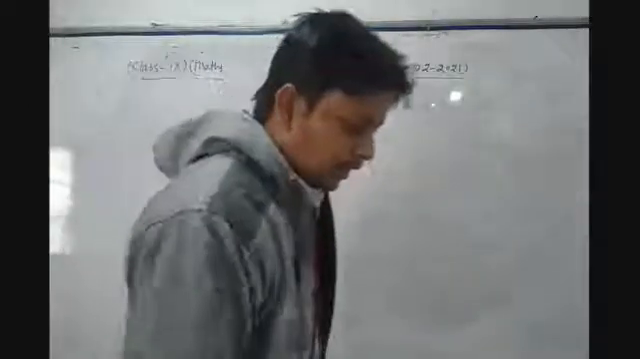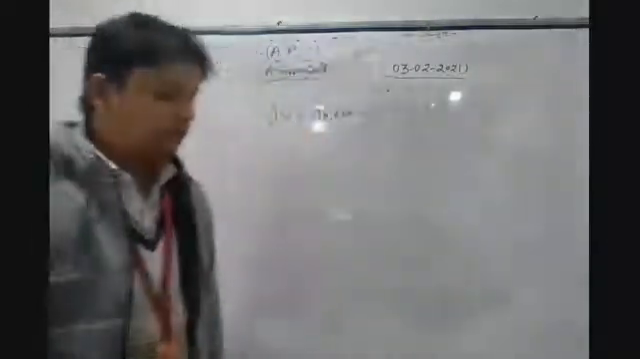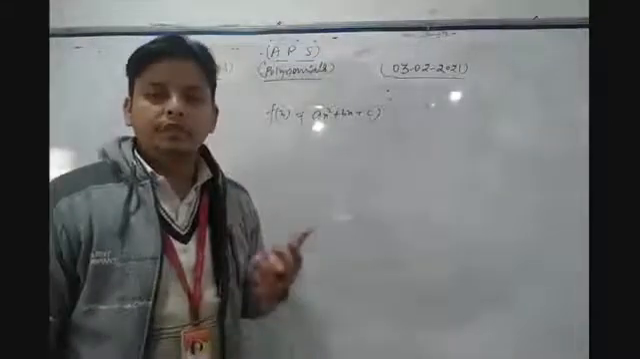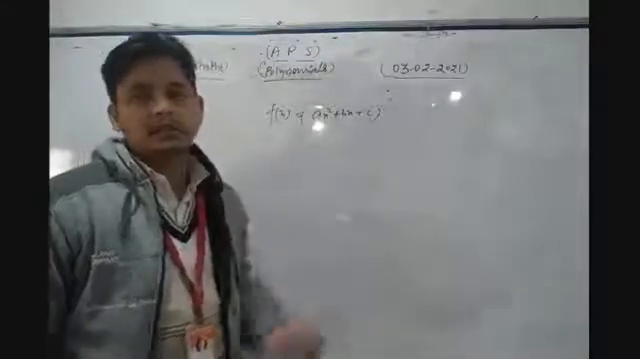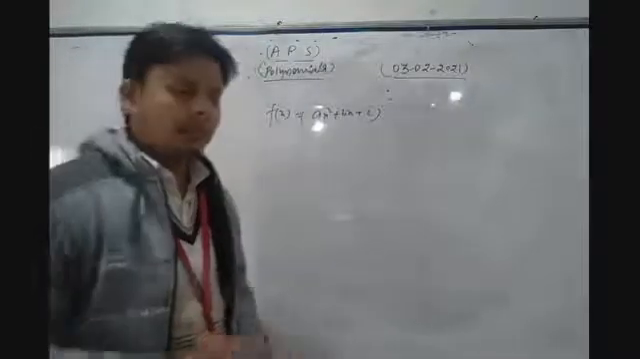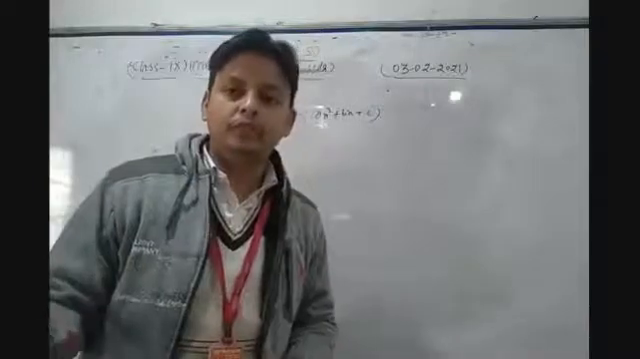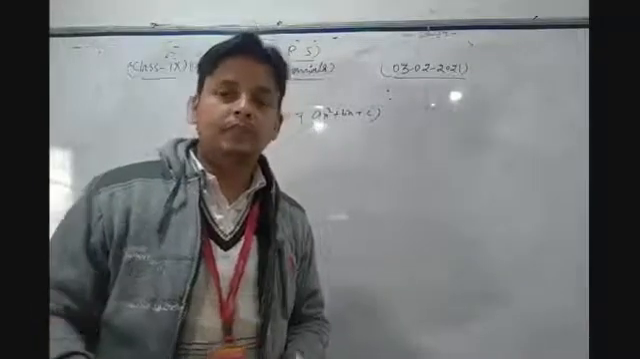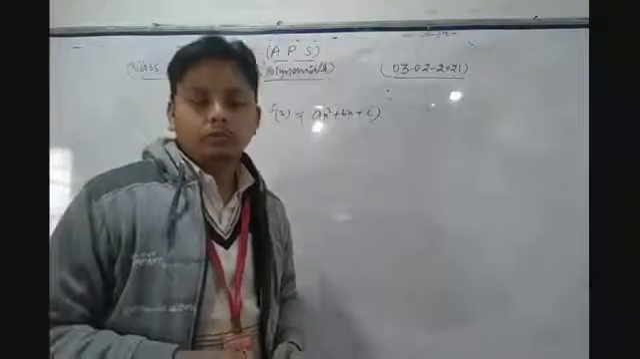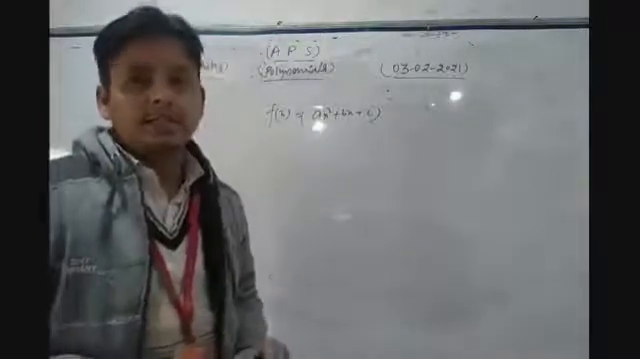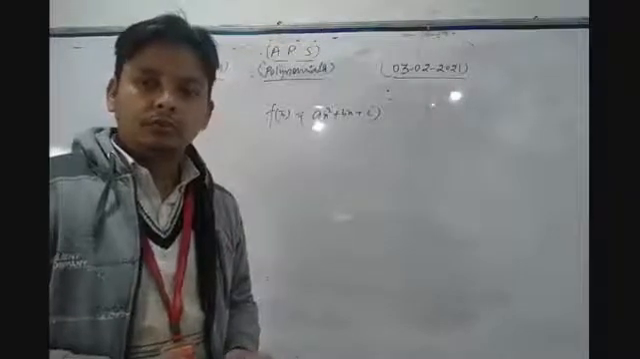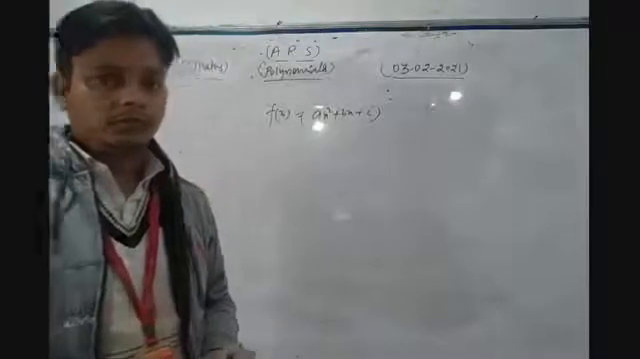Now, dear students, what is the zero of the polynomial? If any value of x satisfies the given polynomial, it is known as its zero. That means the value at which the value of the polynomial becomes zero is called the zero of the polynomial.